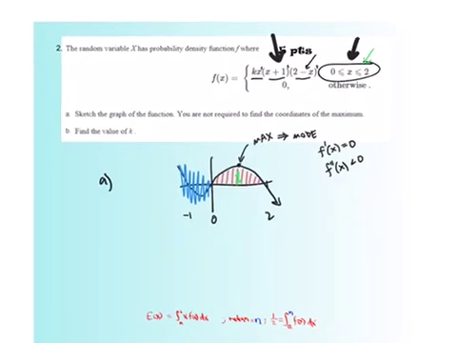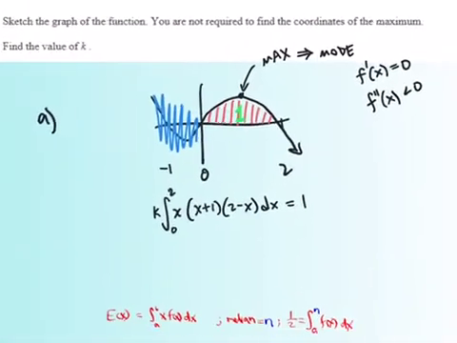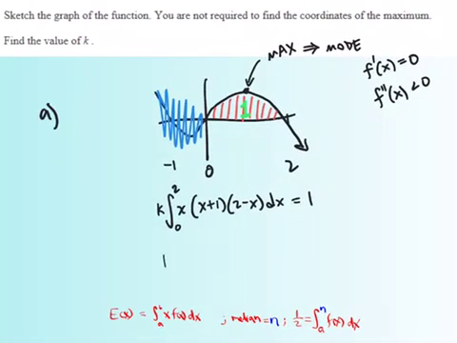So here we go. Let's find the value of k. I know that the integral, pulling that k out and leaving that x in like this, of x plus 1 times 2 minus x dx, going from 0 to 2, has to equal 1. The area under the curve, that red space, has got to equal 1. So now I got some algebra to do here. I'm going to keep the k on the outside.